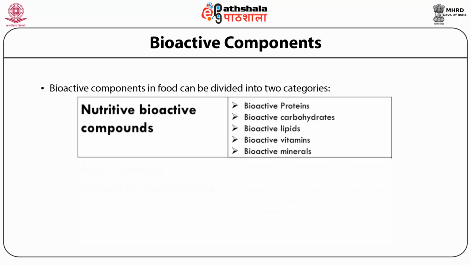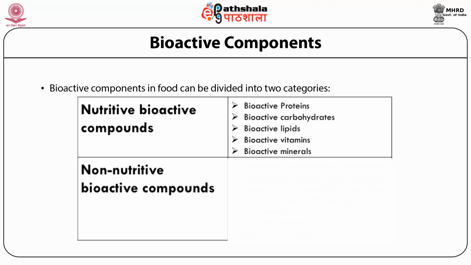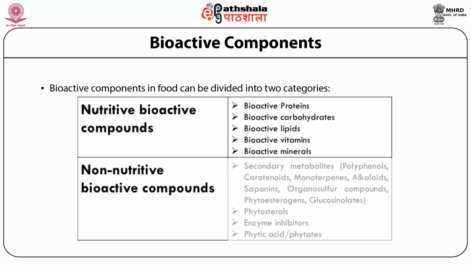The second category is non-nutritive bioactive compounds. Generally, the non-nutritive bioactive compounds are secondary metabolites, molecules of food. It includes polyphenols, carotenoids, phytoestrogens, alkaloids, saponins, glucosinolates, monoterpenes, and organosulphur compounds. Besides secondary metabolites, some phytosterols, enzyme inhibitors, and phytic acids are also non-nutritive bioactive compounds.